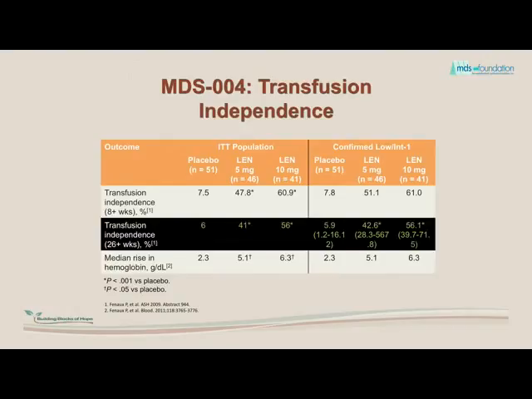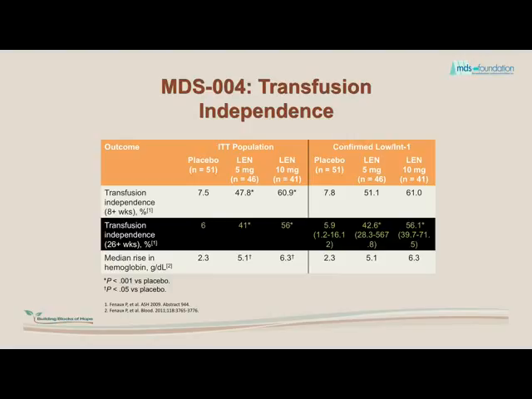The results of this trial show that the 10 milligram dose of lenalidomide is superior. The 10 milligram dose of lenalidomide proved to be the superior dose for patients with deletion 5q. On the right-hand side of the screen, you can see for those patients that had a confirmed diagnosis of lower risk MDS, the overall frequency of transfusion independence was 61%, compared to 51% in those patients receiving the 5 milligram dose, and 7.8% in those patients receiving placebo.